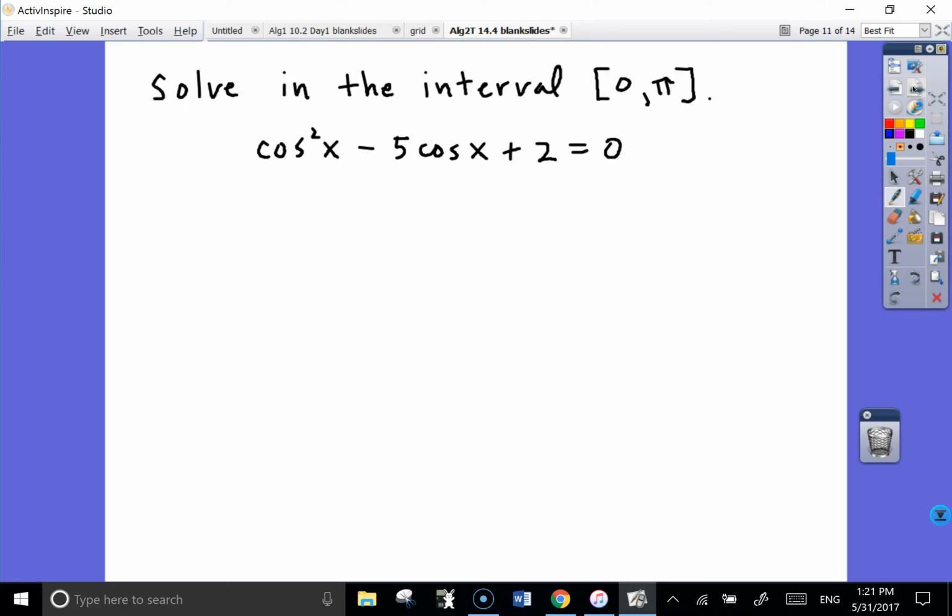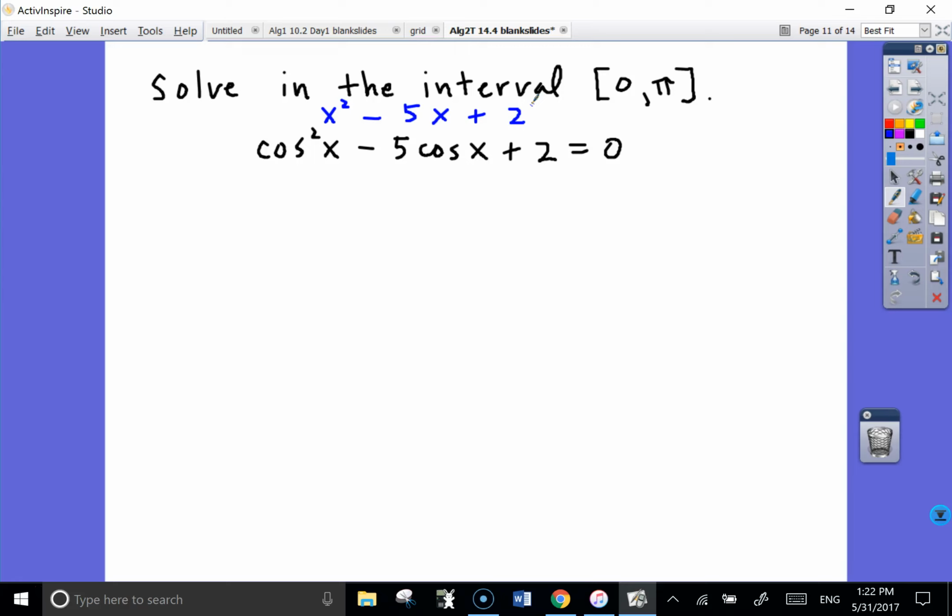Okay, solve in the interval. This time it's 0 to pi inclusive, so it could be either 0 or pi. And this time, I mean, we just factored on the last two slides. So you might say, could I factor this if it was x squared minus 5x plus 2? Is that factorable? Are there factors of 2 that add up to negative 5? And the answer is no, it's not. So if we had to solve this with math, what would we do next?